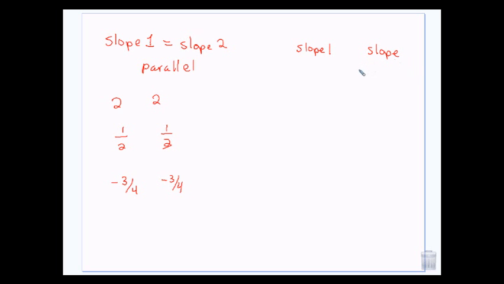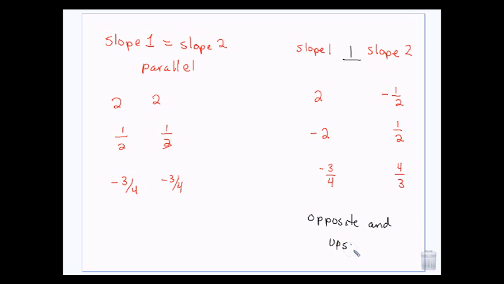If we take slope 1 and slope 2, if slope 1 is 2, the perpendicular slope would be -1/2. If slope 1 was -2, the perpendicular slope would be +1/2. If slope 1 was -3/4, then the perpendicular would be +4/3. Okay, so you flip them and change the sign. So these are perpendicular: opposite sign and upside down.